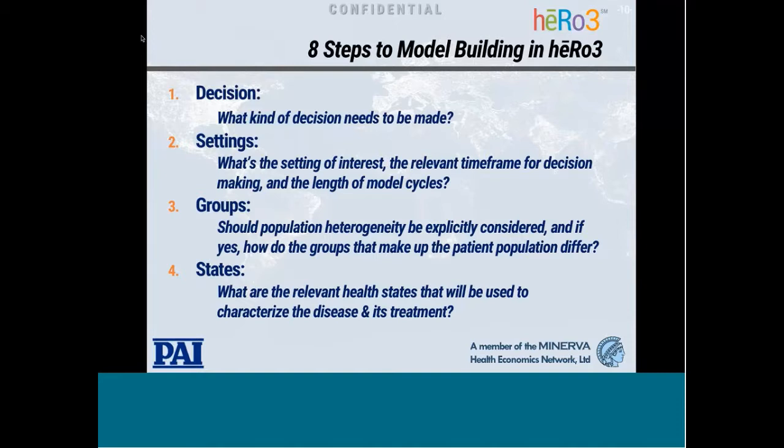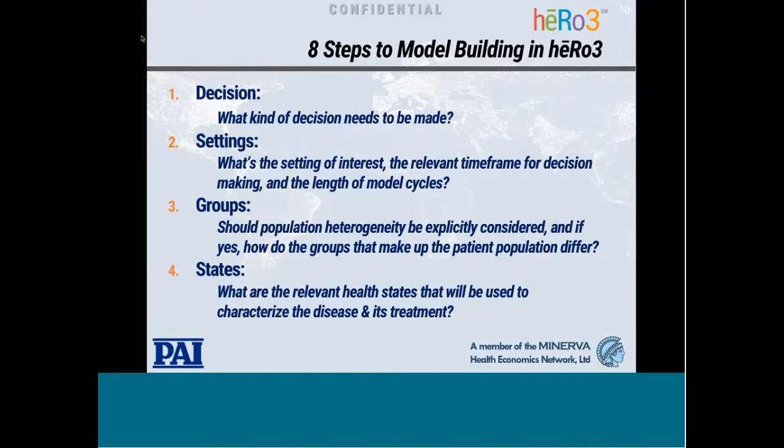Number 2 is settings. So this is things like the country, the time frame, the cycle length, discount rates. Step 3 is groups, and this is where we define the population of patients being considered. If we have a homogeneous population, nothing needs to be defined. We just have a single group of patients who are all the same. If we're modeling a heterogeneous population, then we can define different groups of patients who differ on specific attributes, and then those attributes can be used in the calculations of cost and outcomes.